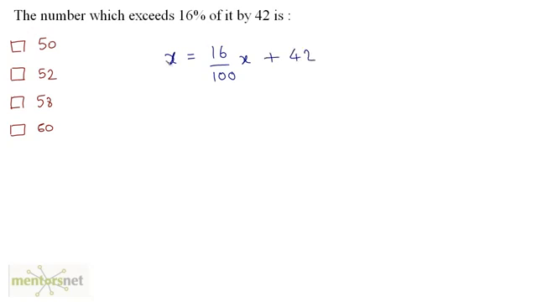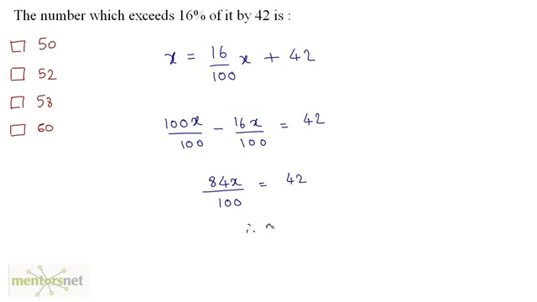So I can write this singular x as 100x upon 100, and let us take this 16 upon 100 to the left hand side. So 100x minus 16x upon 100 is equal to 42. So 100x minus 16x is equal to 84x divided by 100 is equal to 42. So therefore x is equal to 42 times 100 by 84, and 42 times 2 is 84, and that is equal to 100 divided by 2, and that is 50. So this number is 50.